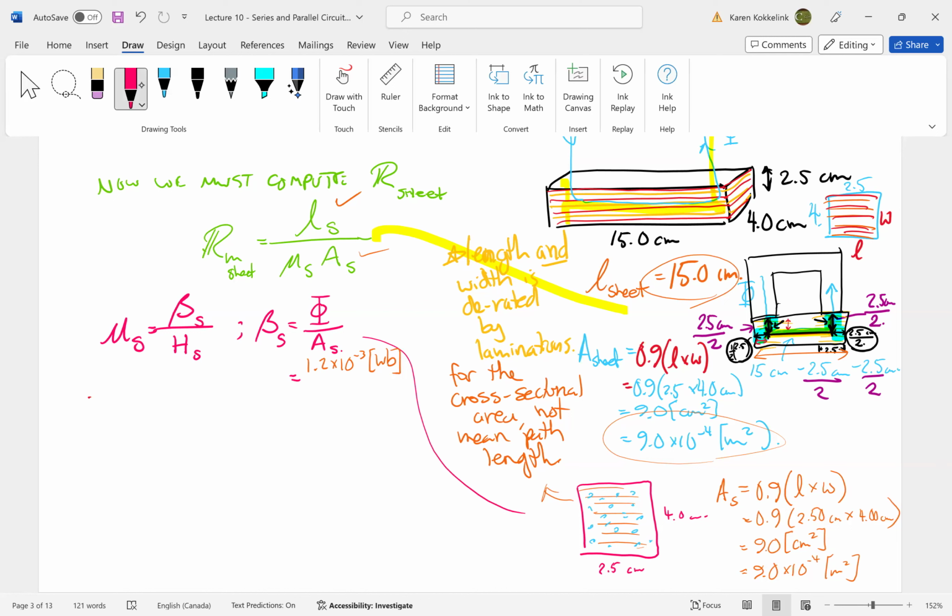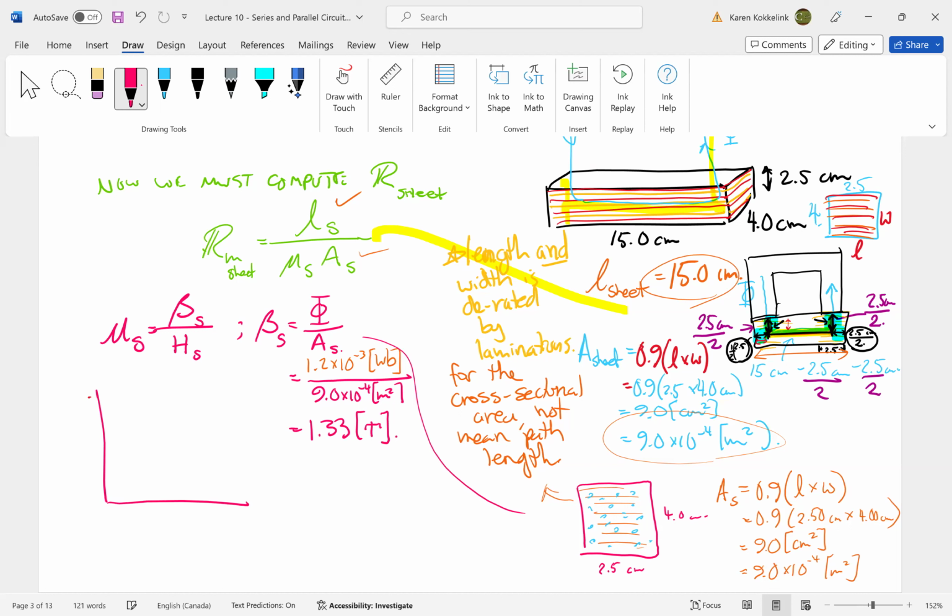And divided by 9.0 times 10 to the negative 4 meters. Don't forget to square it. A Weber per meter squared is a Tesla. This gives us 1.33 Tesla. Why does this make us happy?